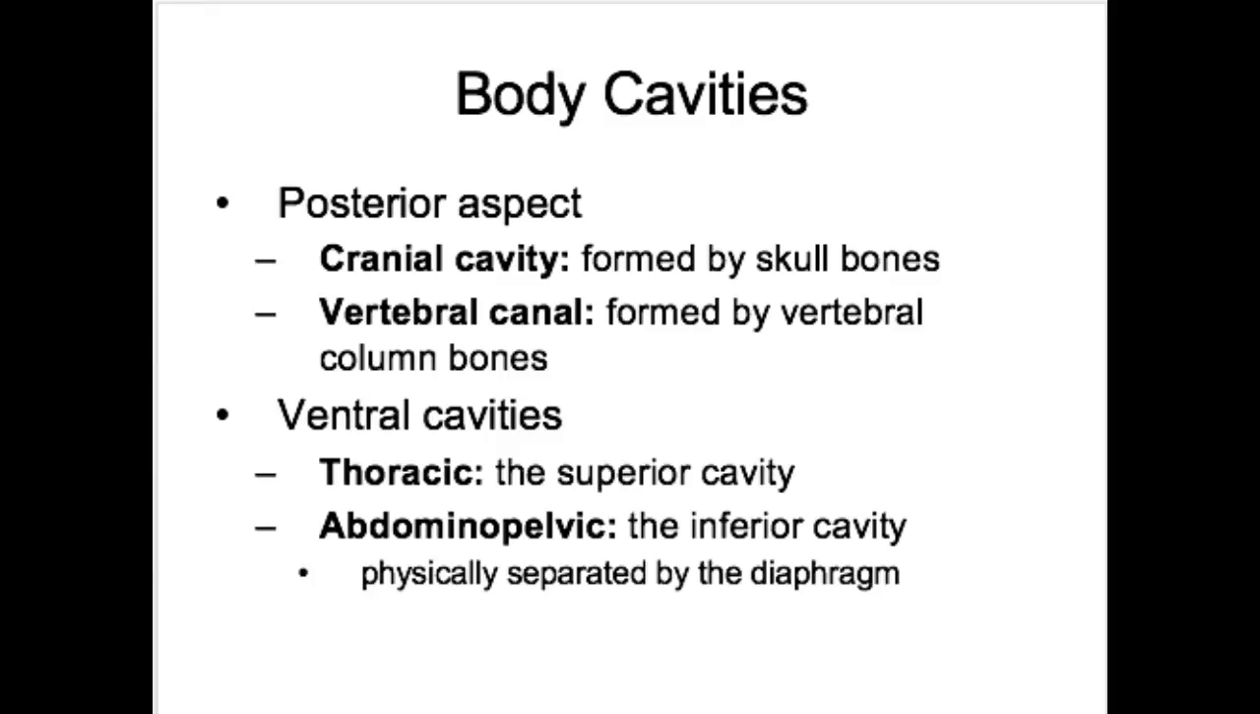All right, body cavities, again, you have a coloring page for this as well. You have a posterior body cavity that contains your cranial cavity formed by skull bones and the vertebral canal formed by vertebral column bones, your vertebrae, your spinal column. And then you have ventral cavities, which are divided into thoracic and abdominopelvic. Thoracic referring to the thorax, which in humans is the lungs and the heart. And abdominopelvic, some people say it's an abdominal cavity and a pelvic cavity. Some people combine them into abdominopelvic.